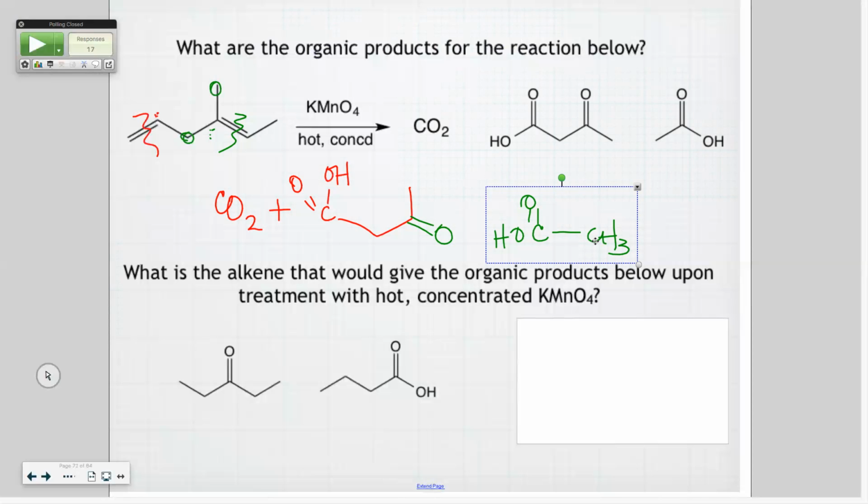Do we have to write it pretty? No, you don't have to write it pretty. You can write it however you want, as long as it's right. I don't care, I can figure it out. Okay, so now I'm going to ask you a different question. What is the alkene that would give these organic products after treatment with hot concentrated KMnO4? In other words, what did they start with to end up with those?